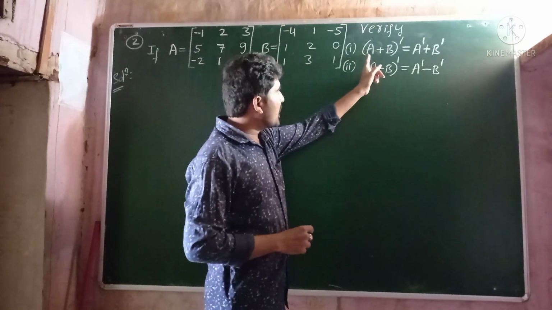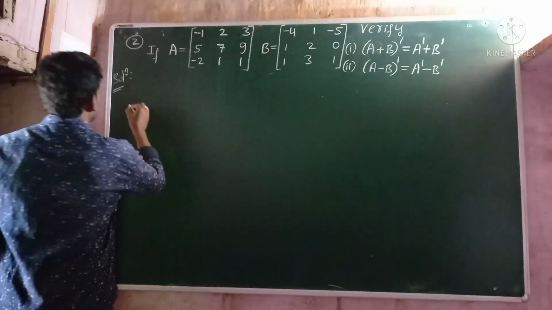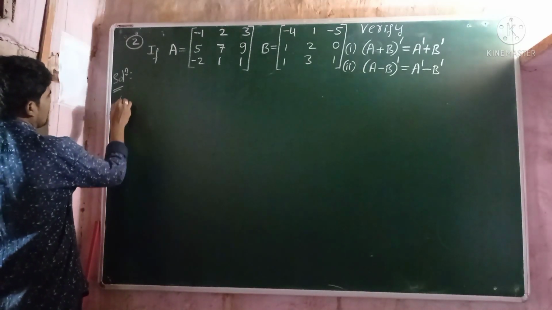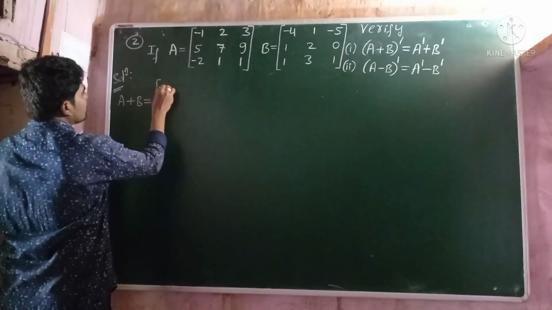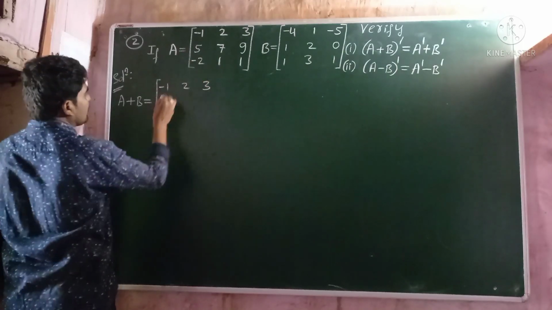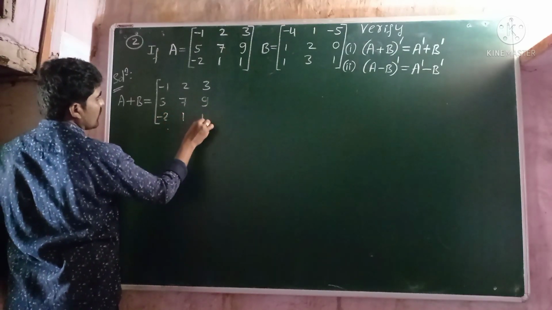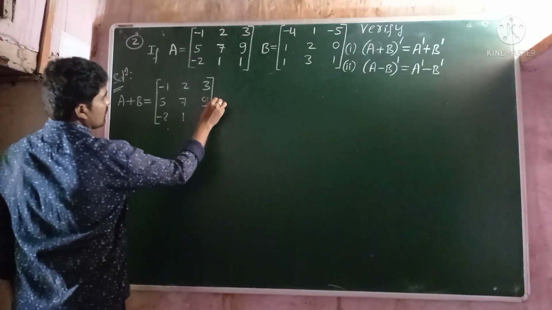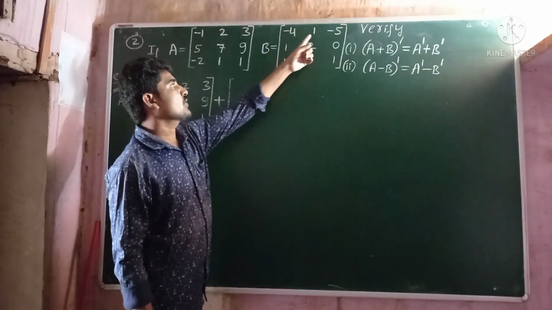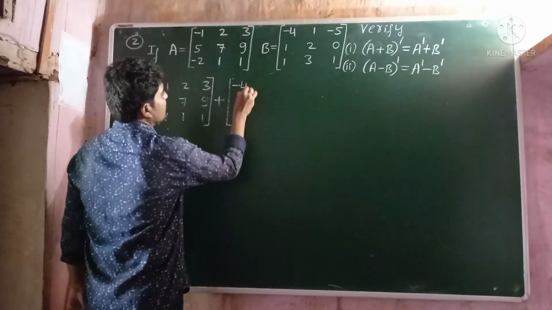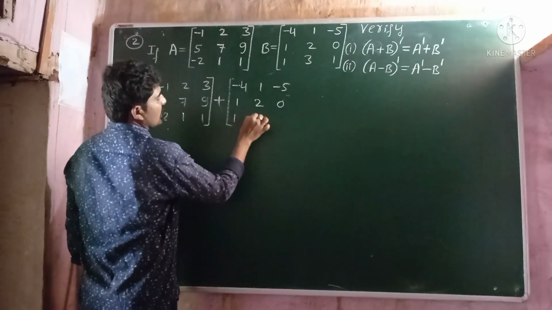First we need to find the matrix A plus B and then the transpose of the matrix A plus B. So matrix A plus B is equal to matrix A, which is given as -1, 2, 3, 5, 7, 9, -2, 1, 1, plus matrix B, which is given as -4, 1, -5, 1, 2, 0, 1, 3, 1.